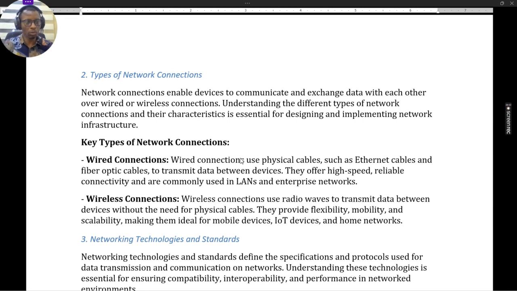Now let's talk about the different types of network connections. This is quite simple. We all know wired connections. A wired connection requires physical cables. It could be in the form of an Ethernet cable. It could even be fiber optic cables. It could be coaxial cable. It could be in any form. As long as it's physical cables, it's wired. But nowadays, most of the things we use don't require wires, like our phones.